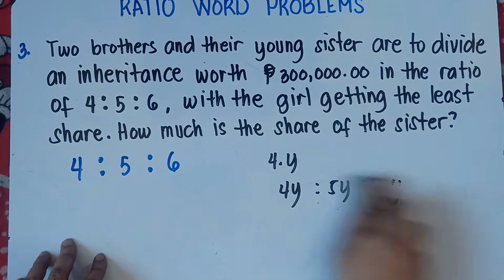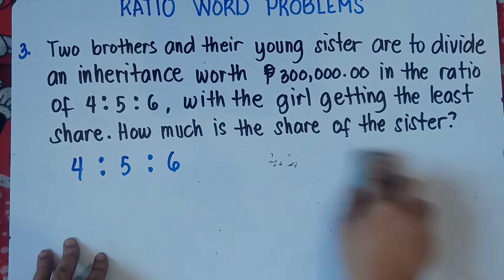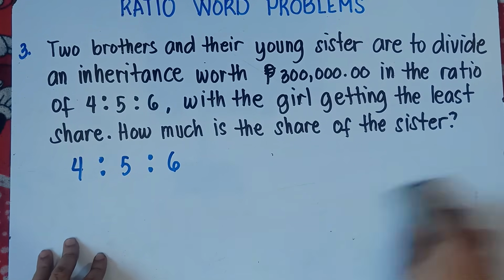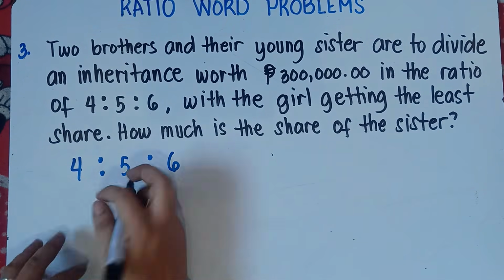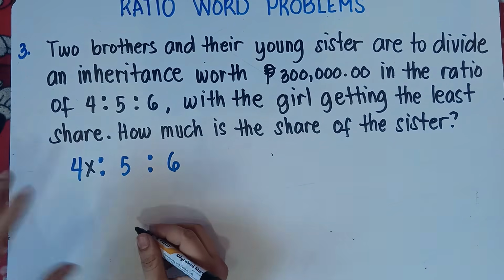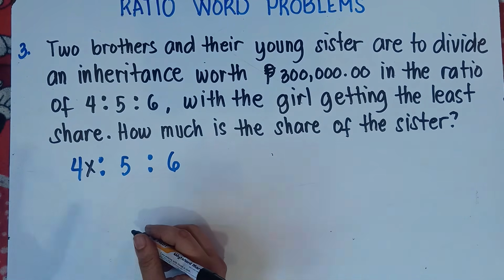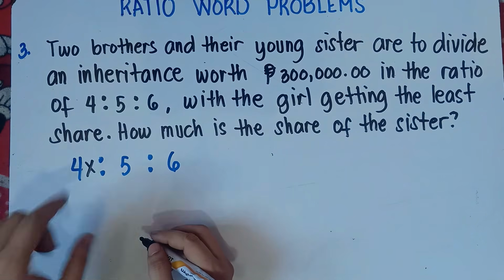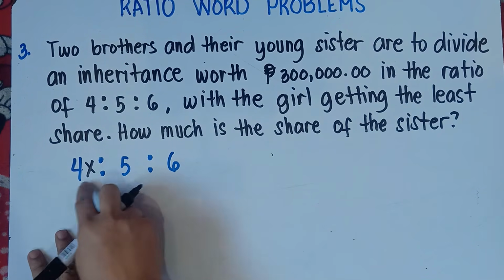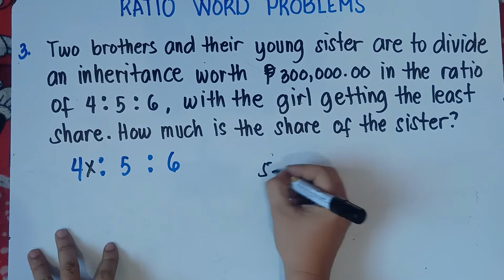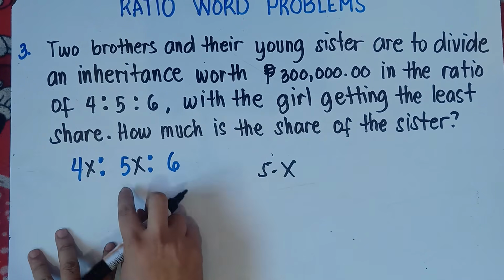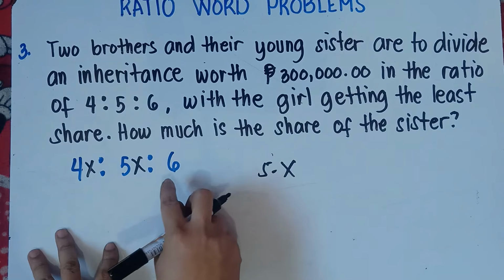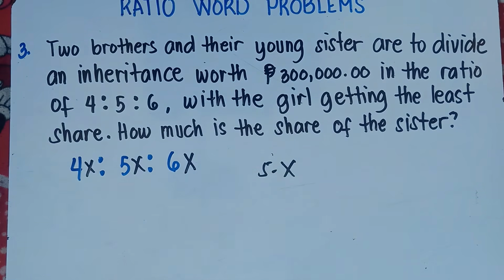So for now, we will be using x, class, because x is most commonly used with regards to the variable. So let's use x. So 4 times x, that would be 4x. Once again, class, it depends on you which you prefer. You can use any variable, class. You can use y, a, b, c, d, any variable. It depends on you. So for now, I will just use x because x is most commonly used. So 4 times x, that is 4x. 5 times x, that is 5x. Once again, we multiply this ratio by x. 6 times x, that is 6x.